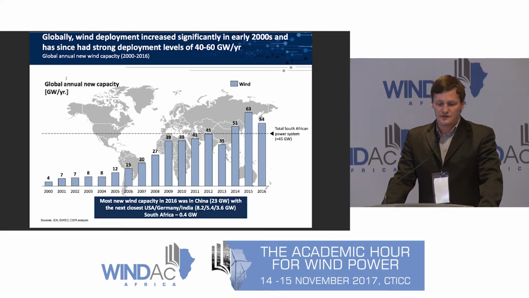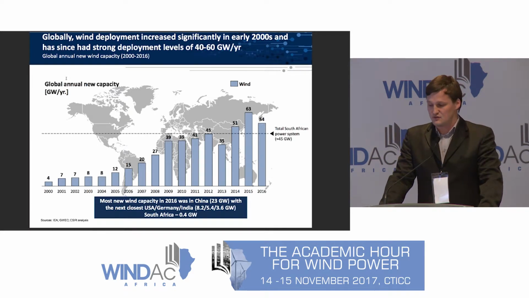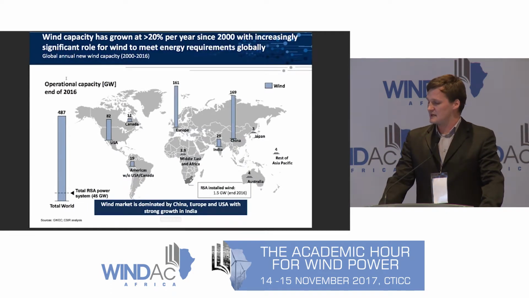What's really interesting though in the last few years is most capacity has actually been added in China, 23 gigawatts last year, and the next closest ones are actually a lot smaller than that. So China is starting to dwarf most other regions that are deploying wind. I just showed a few numbers there. For the US, it's about 8.2 gigawatts, Germany 5.4 gigawatts, and India 3.6 gigawatts in 2016. And relatively speaking, in South Africa, there was about 0.4 gigawatts in 2016. But I'll go through some of those details in the slides to come.